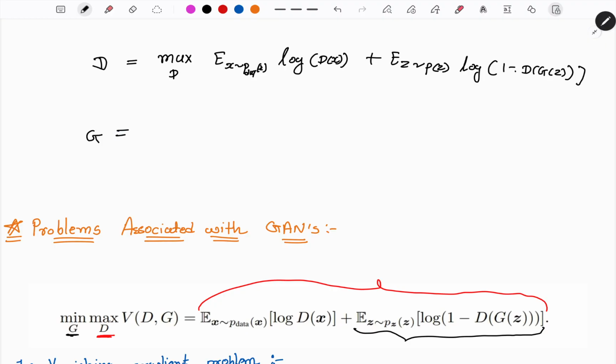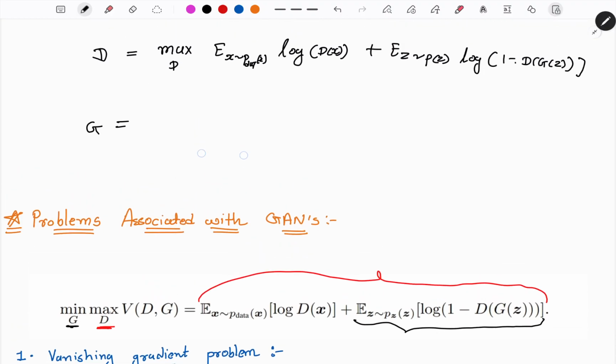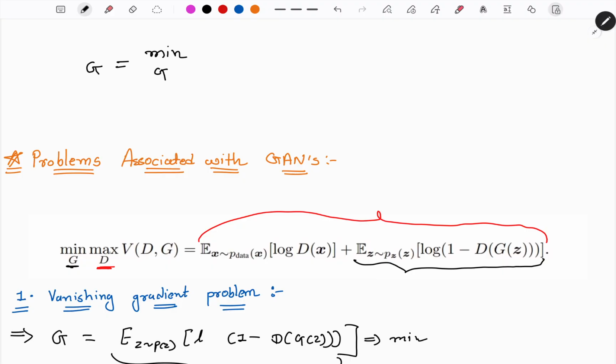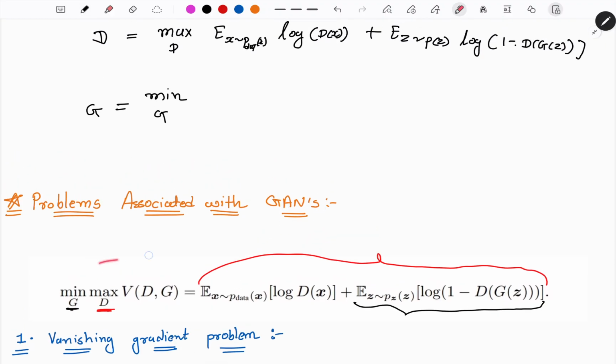When we are talking about the generator, we are performing a minimization, meaning we minimize the generator's loss function. If you remember, we wrote this common loss function. For the discriminator, both term 1 and term 2 are associated, while for the generator only the second term is associated. So the loss function corresponding to the generator is the expectation of z drawn from p of z, log of 1 minus D of G of z.